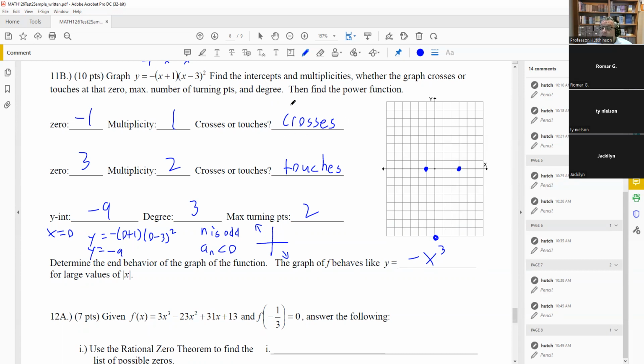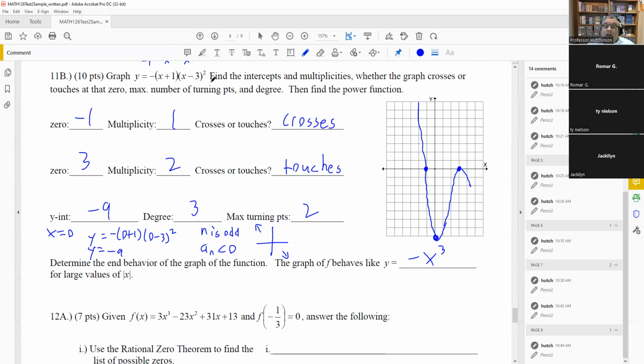Now at -1, the graph is going to cross. So what I'm going to do is just draw in a line like this. Make sure it actually goes through the intercept like it's supposed to, all the way down to here. Now, of course, it's going to have to curve and then come back up this direction. At 3, that multiplicity is even, so it touches. So at this point, it's going to come up here and it'll do a bounce. It's not going to cross here. It has to go upside down.